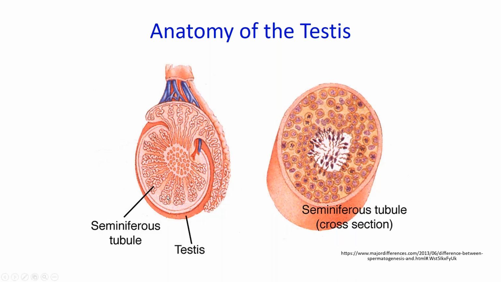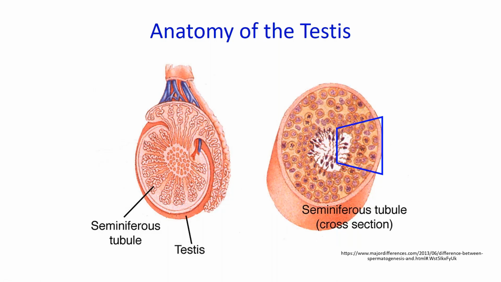If we take a cross-section through one of these seminiferous tubules, we would find that the stem cells and their immediate progeny are all located down here on the basement membrane of the seminiferous tubules. And then, as these spermatogonia differentiate to produce spermatocytes and enter meiosis, they move away from the basement membrane and differentiate until eventually mature sperm are released into the lumen of the seminiferous tubule.